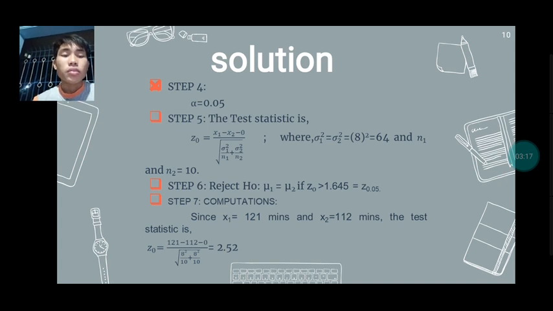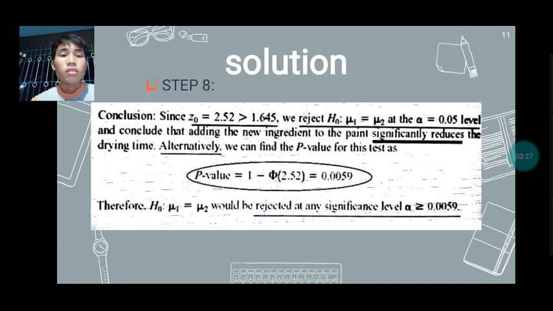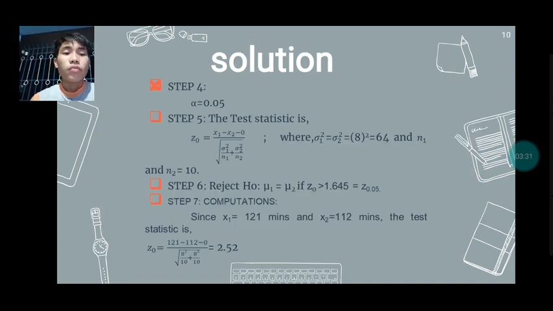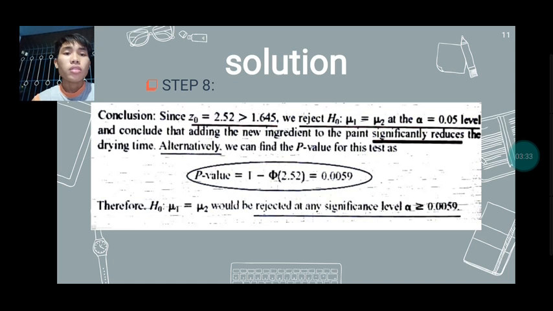And in step 7, the computation, since x sub 1 equals 121 minutes and x sub 2 equals 112 minutes, the test statistic is 2.52. So here, our step 8 conclusion, since z sub 0 equals 2.52 is greater than 1.645, we reject the null hypothesis at the significance level 0.05, and conclude that adding the new ingredient to the paint significantly reduces the drying time.